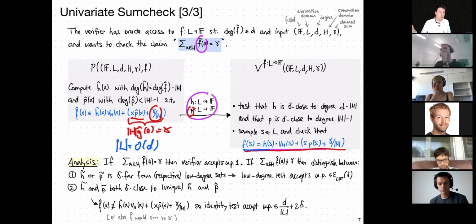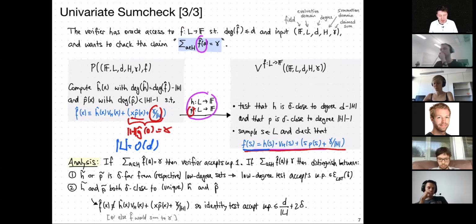Maybe some of those roots are outside of L, somewhere in F, and then in reality it would be less, but maybe all the roots are in L. What do I know, right? So that's where D over L comes from. The plus 2 delta is because we're making one query to H and one query to P at a random point, okay? And they are delta noisy. And for now, I'm kind of putting under the rug whether F is noisy or not. Let's ignore that for now.